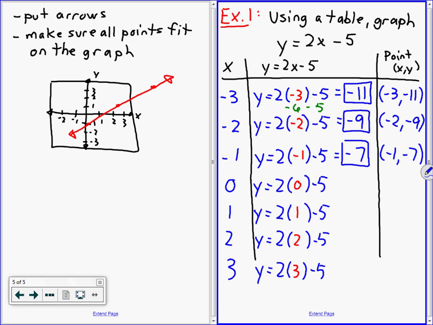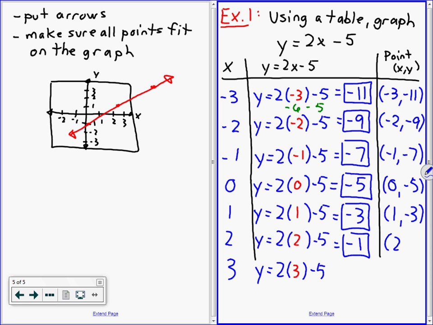So if you take a look, 11, 9, 7. Can someone guess, without doing any work, what the next one's going to be? Should be negative 5, right? So this should be 0 minus 5, which is negative 5. And then, not doing any math, this should be negative 3. That's your table. Okay?